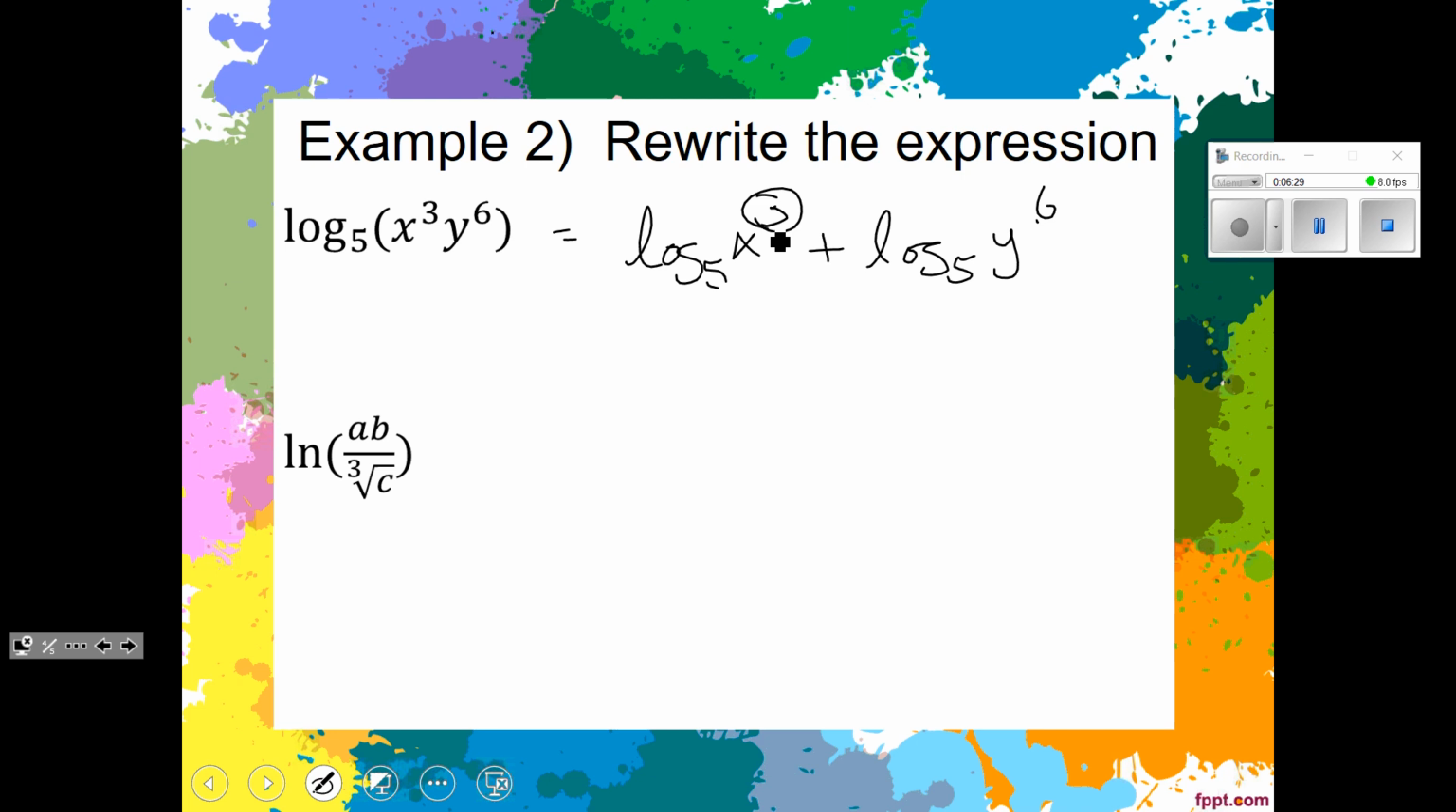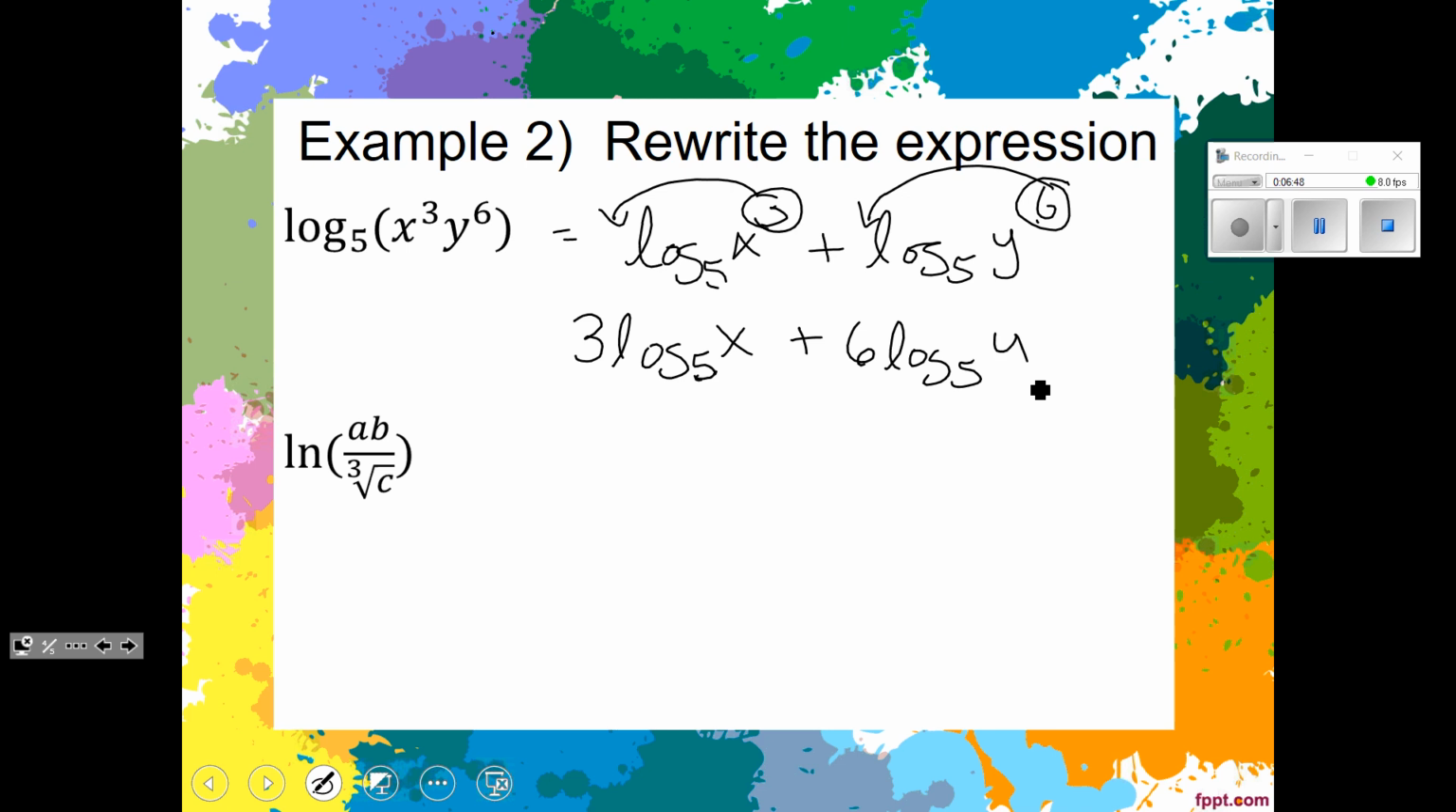Okay, so what am I going to do with the exponent? I'm going to throw him in the front. So this would be 3 times the log base 5 of x plus 6 times the log base 5 of y. Any questions on that?